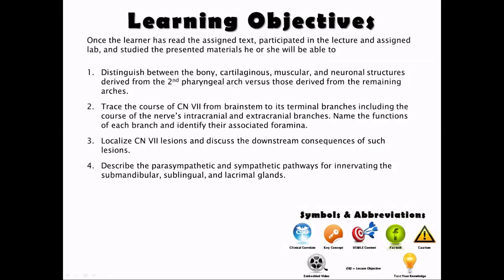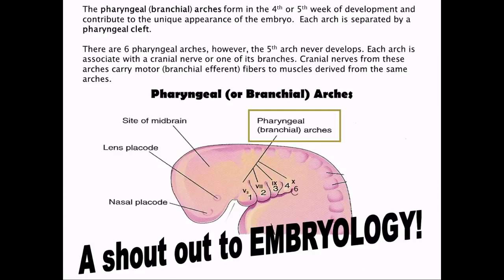To begin, we'll review the embryology of the second pharyngeal arch. Then we'll explore the distribution and function of the 5 branches of the facial nerve. We'll discuss how to localize lesions of this nerve, and lastly, we'll review the autonomics it conveys that are responsible for salivation and lacrimation.